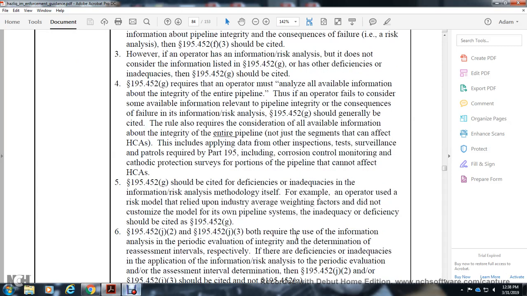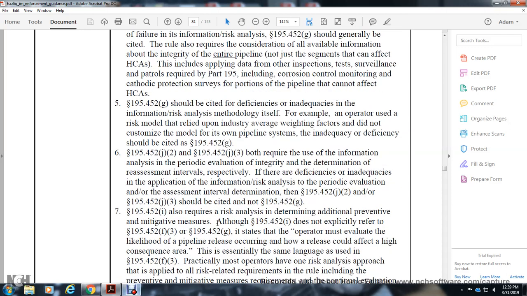195.452(g) should be cited for a deficiency in the adequacy of the information risk analysis methodology itself. For example, if the operator's use of the risk model relies upon an industry average weighting factor that is not customized to the model of its own pipelines, that deficiency should be cited under 195.452(g). 195.452(j)(2) and (j)(3) also cover the information on the periodic evaluation, integrity determination, and reassessment interval. The respective deficiency for the information risk analysis, the periodic evaluation assessment interval, and the determination under 195.452(j)(2) or (j)(3) should be cited, whether or not 195.452(g) is cited.